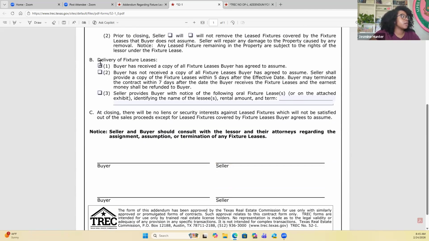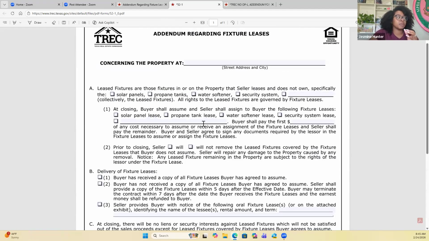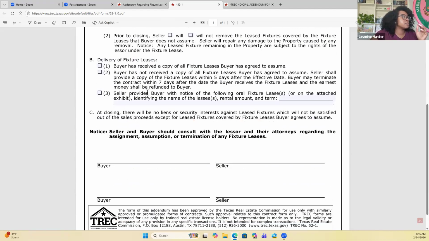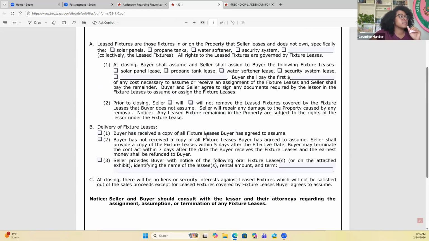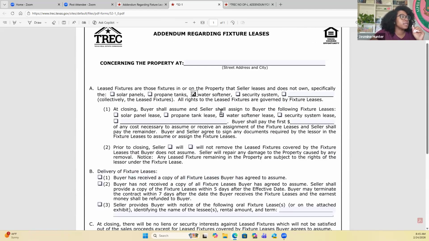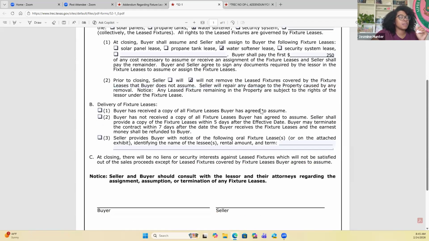Okay, so now letter B is talking about the delivery of these fixture leases. So the lease that is being delivered is the document, not the actual item. We talked about the item up here. Okay, now the documents, did the buyer receive a copy of the fixture lease that they agreed to assume? If I said, yes, there's a water softener, yes, we're going to assume it. Yes, we're going to pay $250 towards that total. No, the seller will not remove it. Did the seller give me the copies of this fixture lease that I am agreeing to assume? Yes.